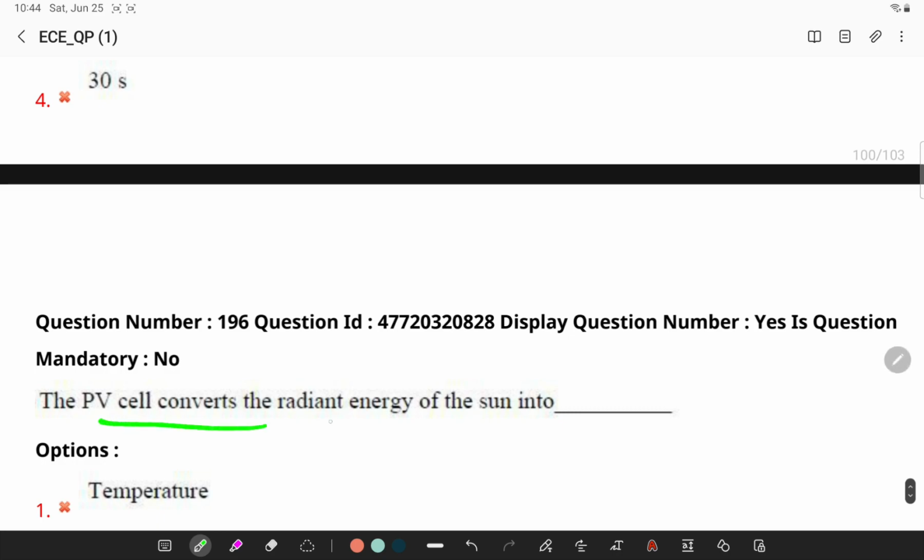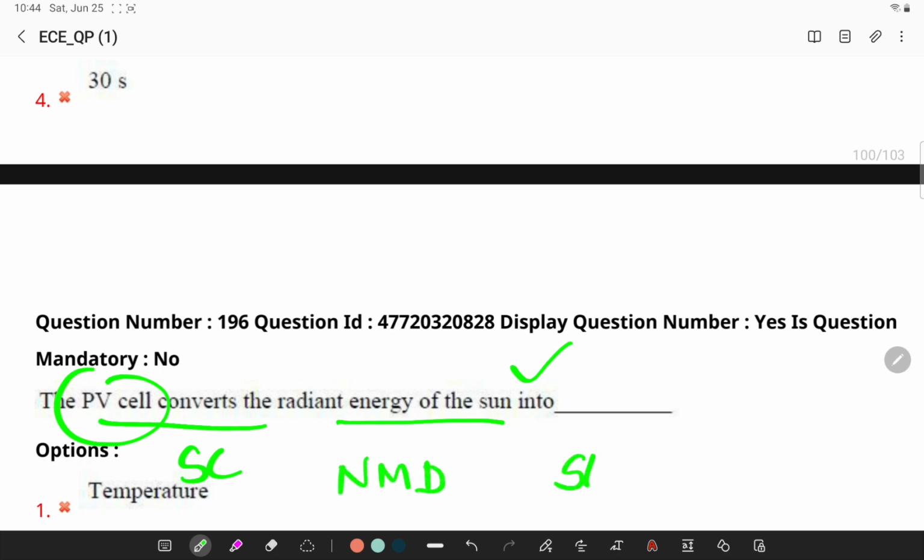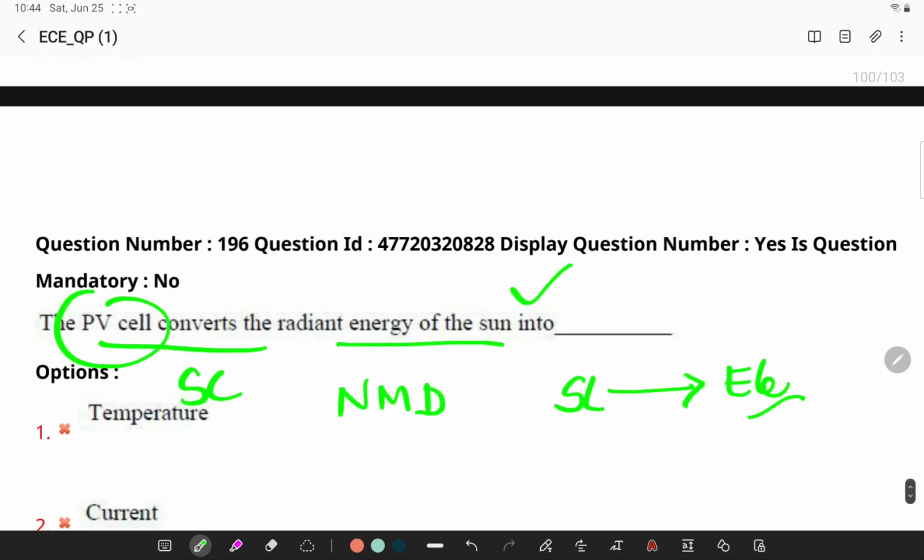the PV cell converts the radiant energy of the sun into, remember, a photovoltaic cell is generally called a solar cell, which is a non-mechanical device that converts sunlight directly into electricity, and some PV cells can convert artificial light also into electricity.